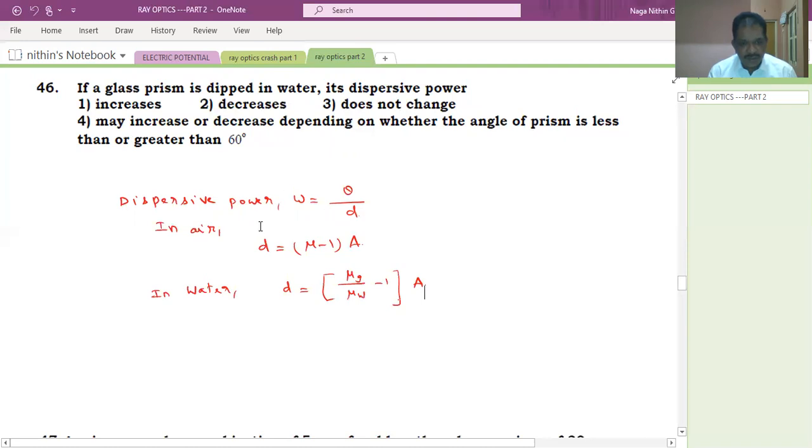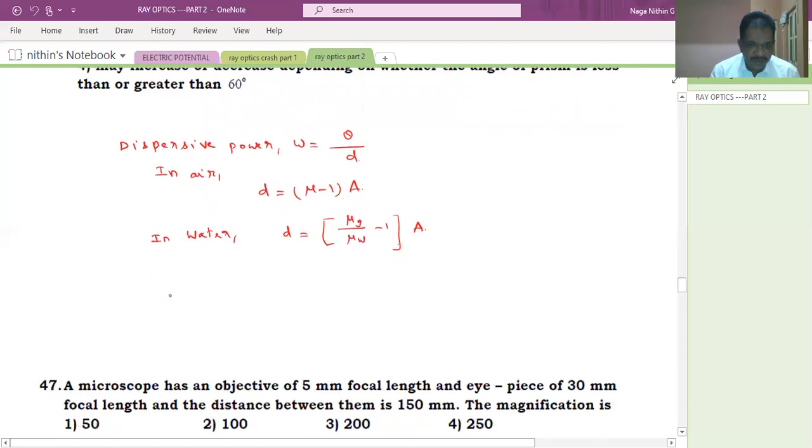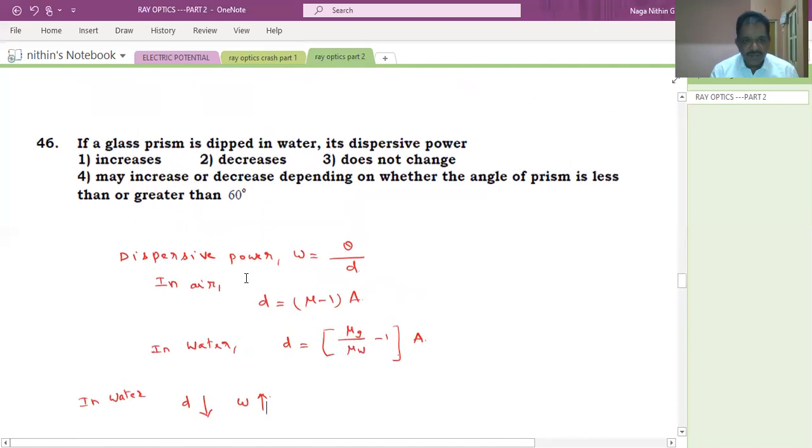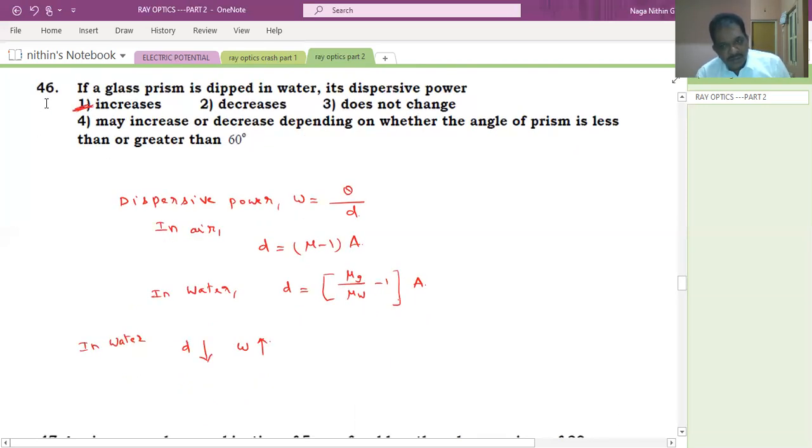Deviation decreases means omega will increase. Here, d in water, d value will decrease. Therefore, omega value will increase. So increases is the answer. They typed the wrong option. Decreases, increases will be the answer for this problem. When you are studying the material, you check it. Increases will be the answer.